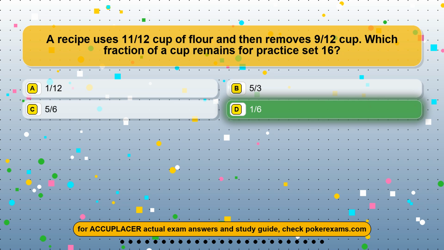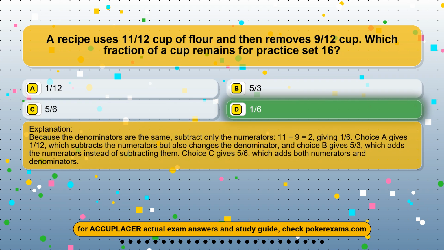The correct answer is option D, 1/6. Because the denominators are the same, subtract only the numerators. 11 minus 9 equals 2, giving 1/6. Choice A gives 1/12, which subtracts the numerators but also changes the denominator, and choice B gives 5/3, which adds the numerators instead of subtracting them.